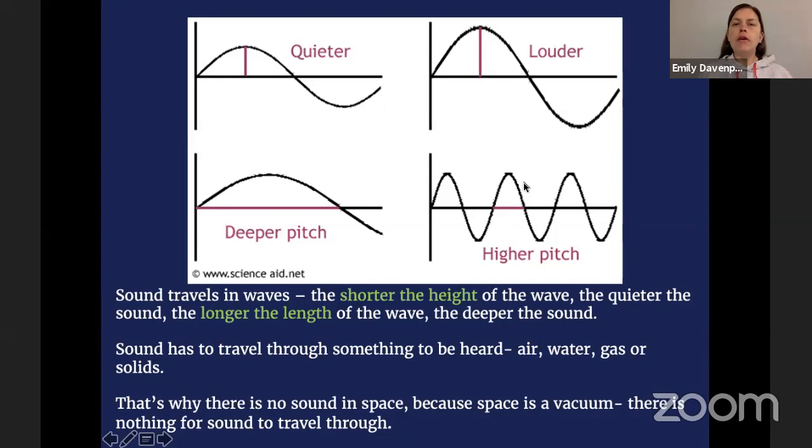And in order to hear sound, it has to travel through something: air, water, gas, solids. And that's why there's no sound in space, because space is a vacuum. There's nothing for the sound to travel through. And whatever the sound is traveling through affects how you hear that sound.